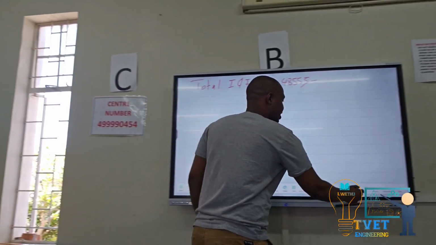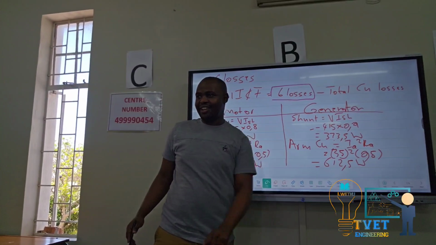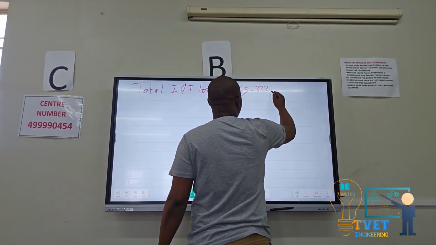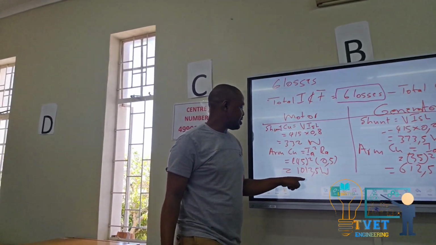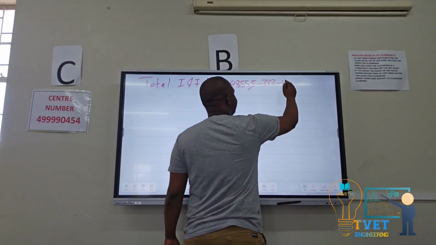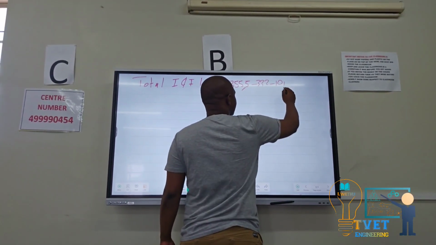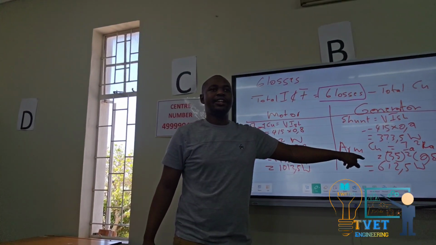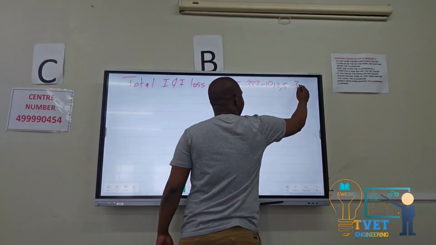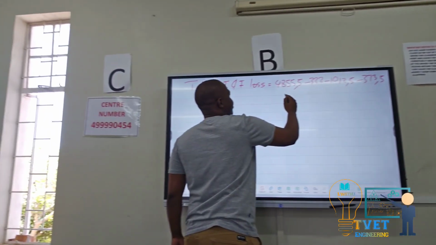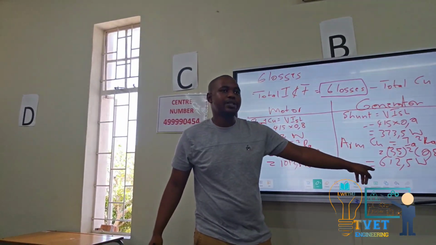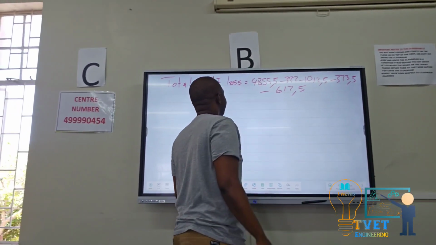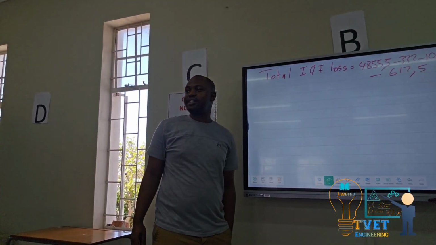Minus all the copper losses: minus 1012.5, minus 373.5, minus 122.5. So what is the total iron and friction loss?